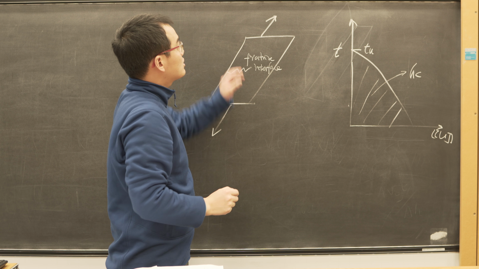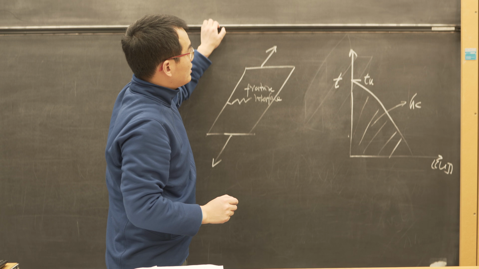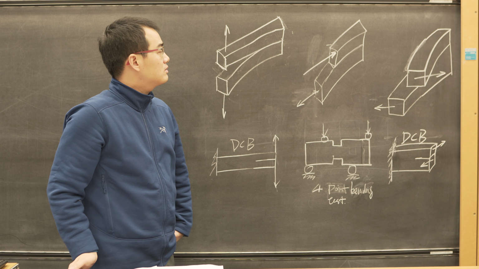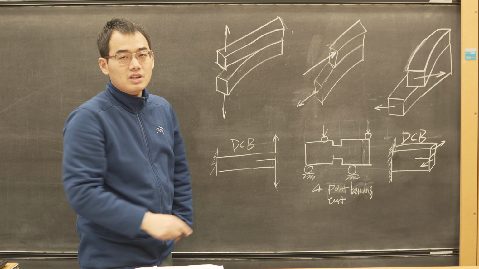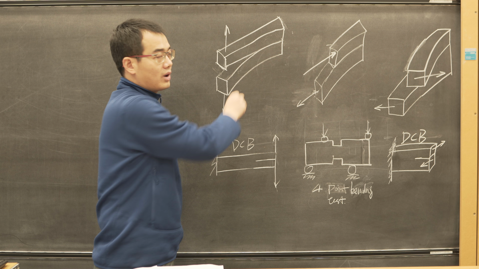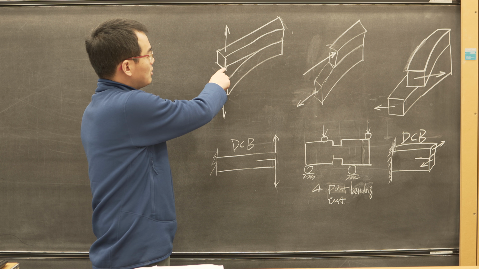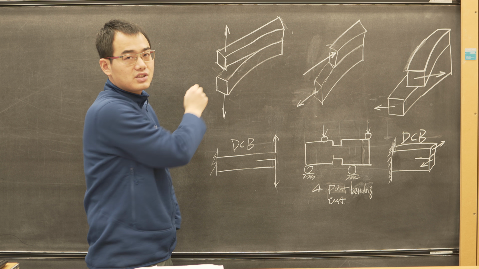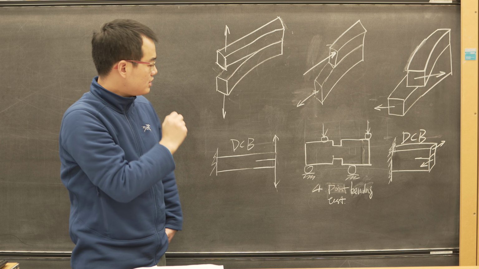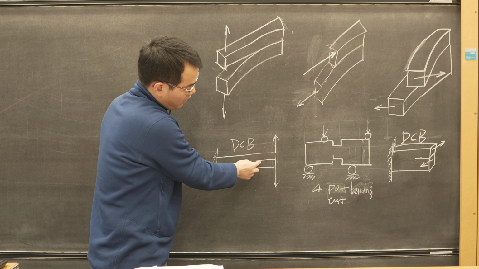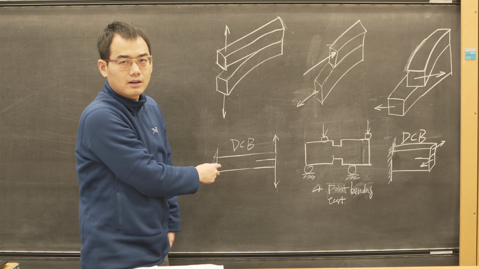For the analysis, we will have three types of fracture mode. The first one is where the fracture opening is perpendicular to the direction of crack propagation and also perpendicular to the fracture interface here. This will be the case for the double cantilever beam under this vertical load here, and the fracture will propagate along this interface here.